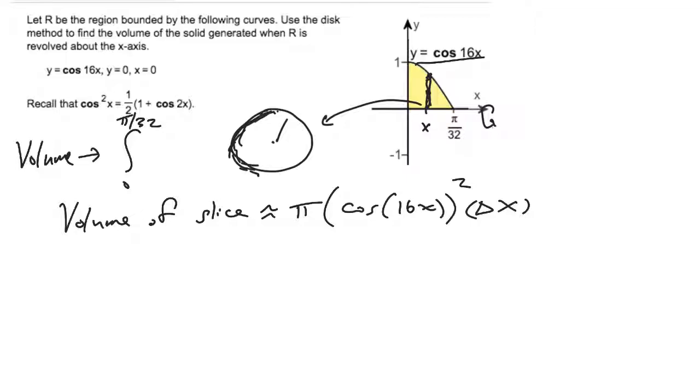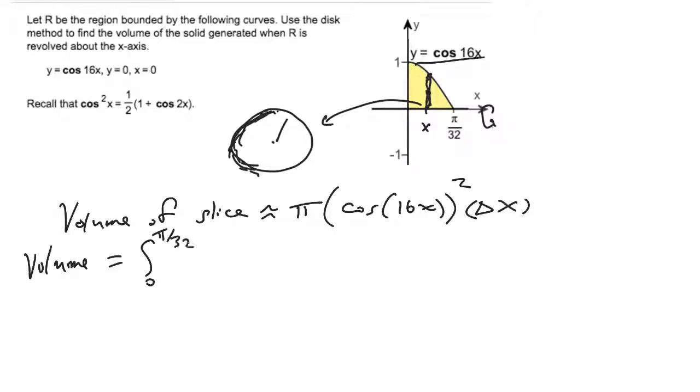There's not enough room to write it there. So the volume of the whole thing is the integral from 0 to pi over 32 of pi times cosine 16x squared dx.